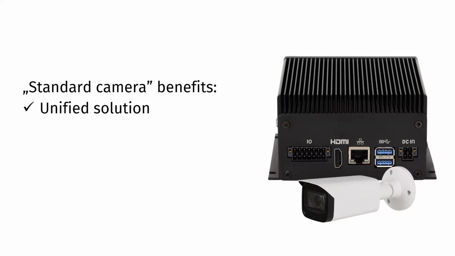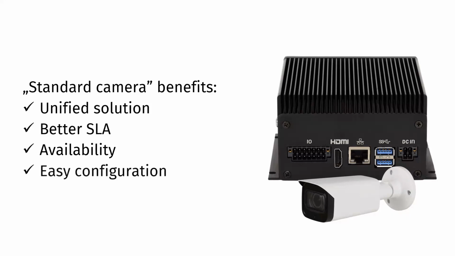This means that you have the unified solution, so you get a better SLA, because if something happens with the camera, it's really easy to replace. It's available because you are using just a typical, normal, full HD camera, so you don't need to wait for some project camera to get to the warehouse and get out of the warehouse, and then you need to wait like 4 weeks for the... No, because it's available, right? It's easy configuration of the camera, because it's not something like a smart camera where you need to configure everything. You can do it really simply.